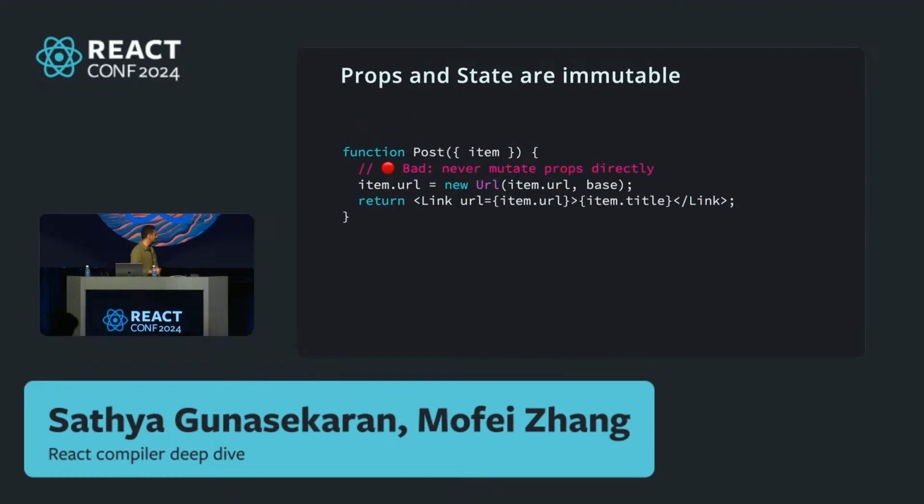Now consider this example, where we modify the item prop directly to add a new URL property. This breaks encapsulation, right? Now, if the parent component sent the same item to some other child component, the child component is going to get the surprise URL property, whether it wanted it or not. Instead, always create a new local variable and modify them.